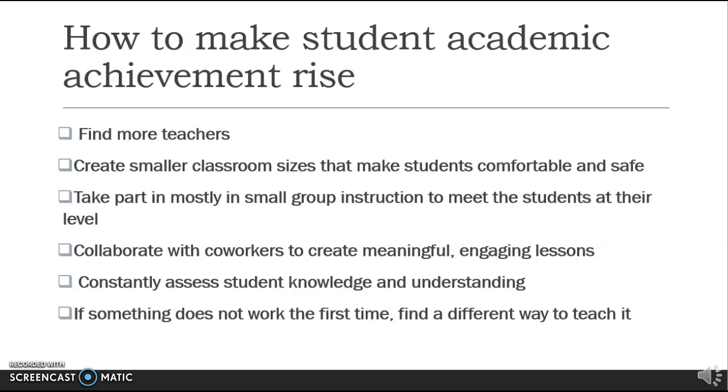This research study opened a lot of doors for me. It opened my eyes to see that student academic achievement rising is possible if we follow these steps. If we find more teachers, if we create smaller classrooms so we can teach small group, if we collaborate and make meaningful, engaging lessons with our coworkers, find strategies online or from people who you work with, and then constantly assess their knowledge to know if we need to reteach or if we need to go ahead and move on because they got it. And then, of course, if it doesn't work, that's okay.